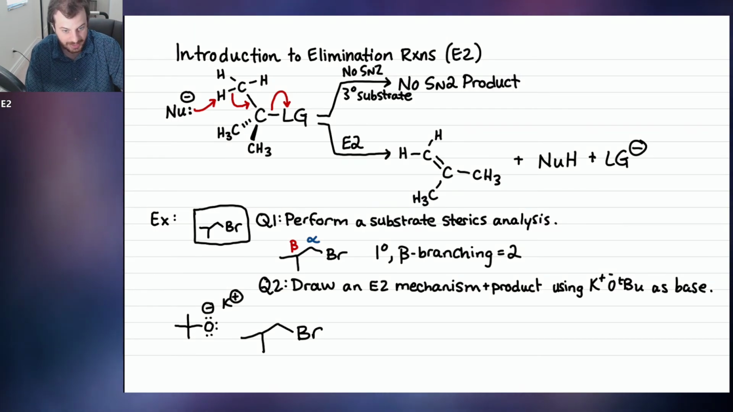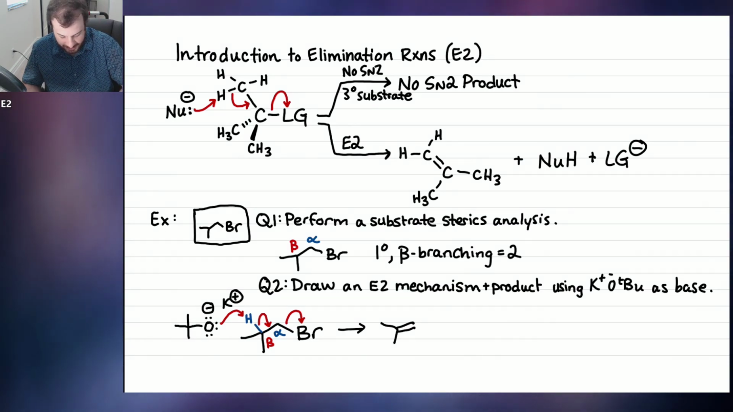And then the mechanism is going to involve one of the beta hydrogens. In this case, there's only one beta hydrogen. That's a hydrogen attached to the beta carbon. This is alpha, and this is beta. So it's going to attack a beta hydrogen. The electrons are going to collapse and form a double bond between alpha and beta. And then we're going to kick out the leaving group, bromine. The product is going to be this alkene.